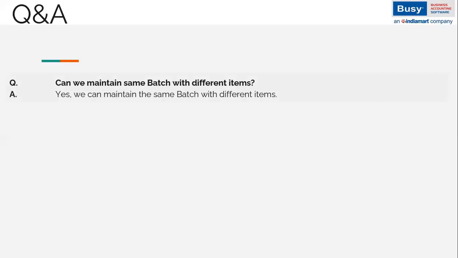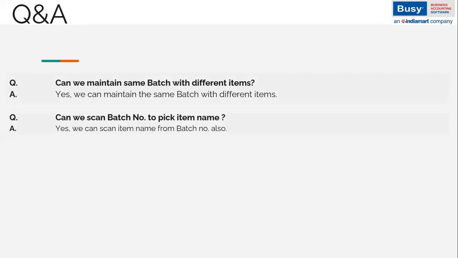The first question that mostly arises in our mind is: can we maintain the same batch number with a different item? I've already shown that you can, if you allow duplicate batch numbers, you can maintain the same batch number in different items also. Yes, you can, if you allow duplicate batch number as I have shown in the configuration button. Can we scan a batch number to pick the item name? Yes, you can scan the batch number to pick the entire detail related to the item as well as the batch number through your scanner.